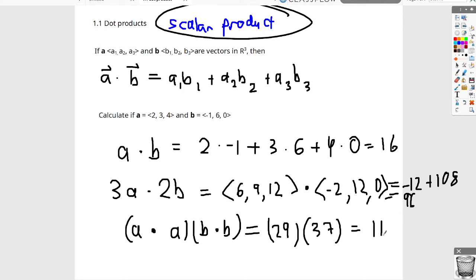This is 1103, I think. 29 times 37 is 1110. No, it's not. It's not 1103. It's 1110 minus 37, which is 1073. There you go.